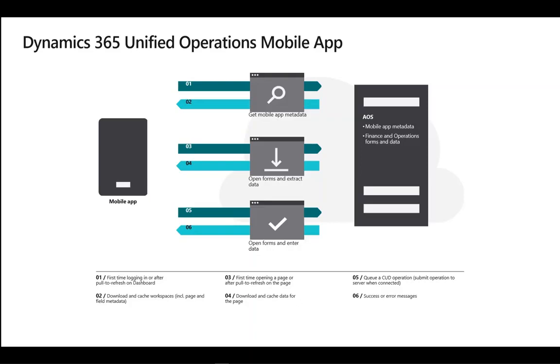The Dynamics 365 for Finance and Operations Application Object Server, AOS, is used for sharing application objects and information as an effective tool to increase application performance. This mobile app communicates with the AOS to get metadata for a mobile workspace, the pages and the fields that appear on those pages, and to get data for the fields on those pages.